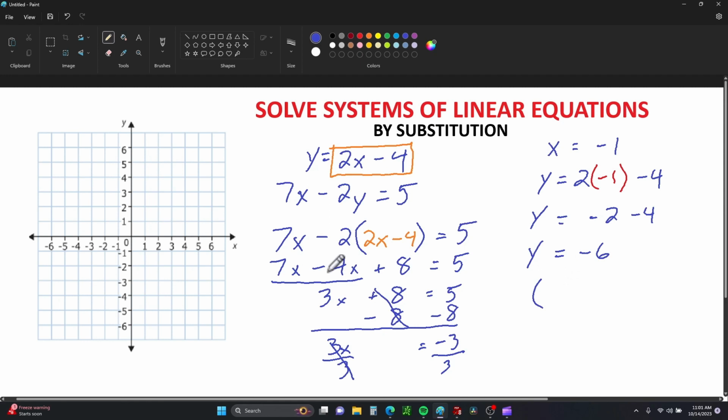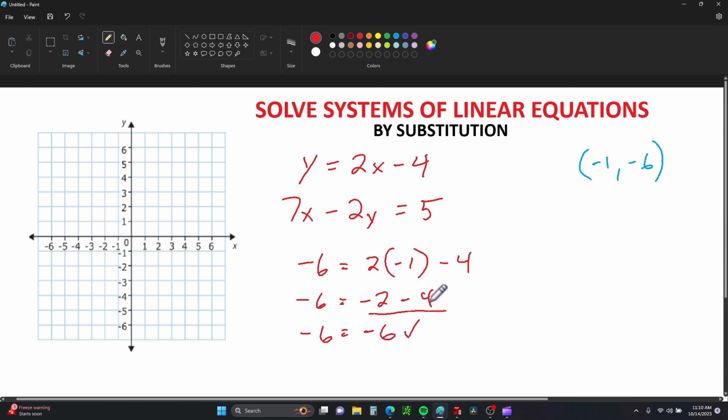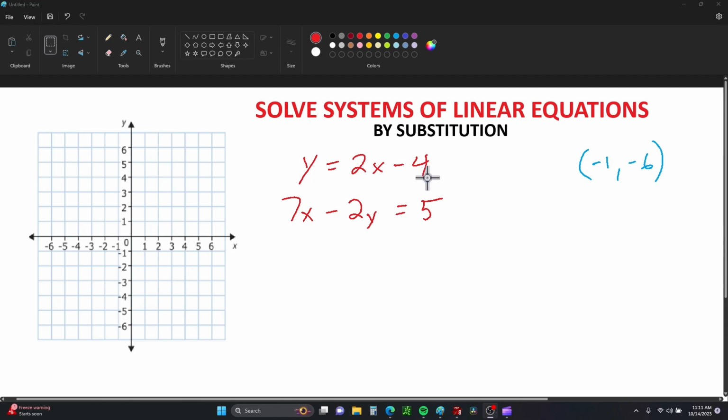So the solution, and there's only one solution for this, is x is minus 1 and y is minus 6. To check this, I would substitute in my point, minus 1, minus 6, into either of these two equations, and it should satisfy it. So I'll do this one first. Minus 6 equals 2 times minus 1 minus 4. So I have minus 6 equals, and this becomes minus 2. I combine like terms, and minus 6 equals minus 6. And it checks out.